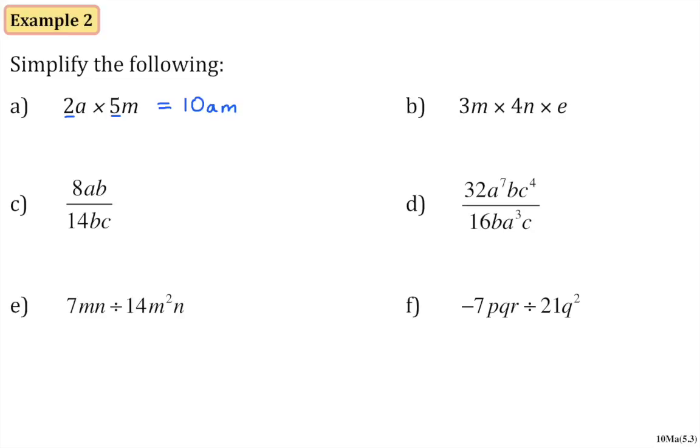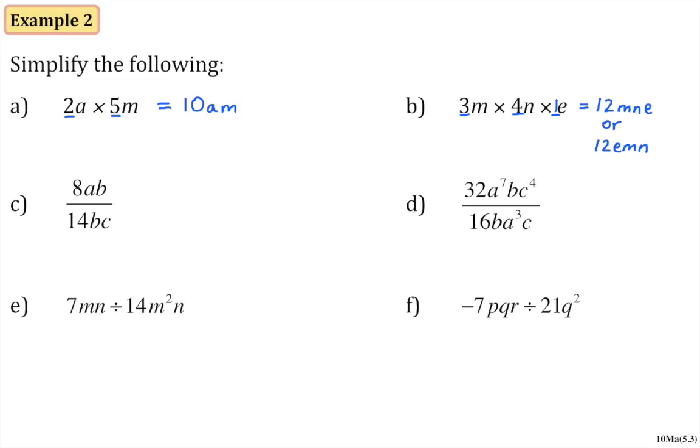When we go to part B, we have a 3 and a 4 and a 1. 3 times 4 is 12. 12 times 1 is still 12. The letters left over are M, N, and E. And I could write it as 12E, M, N if I wanted to put the letters in alphabetical order, but the top part is still correct.